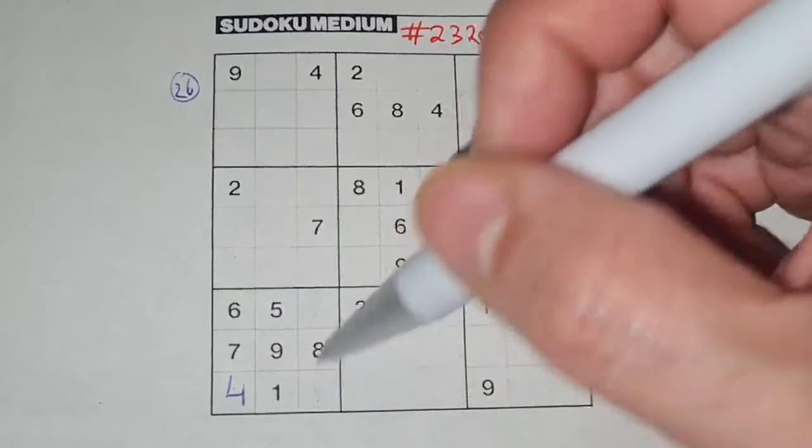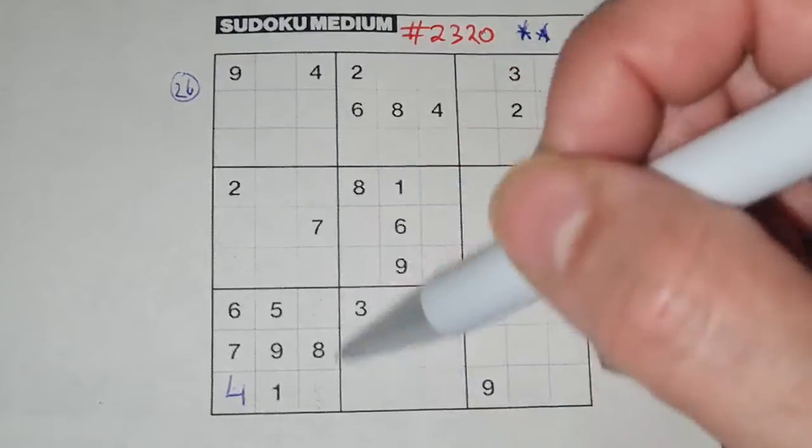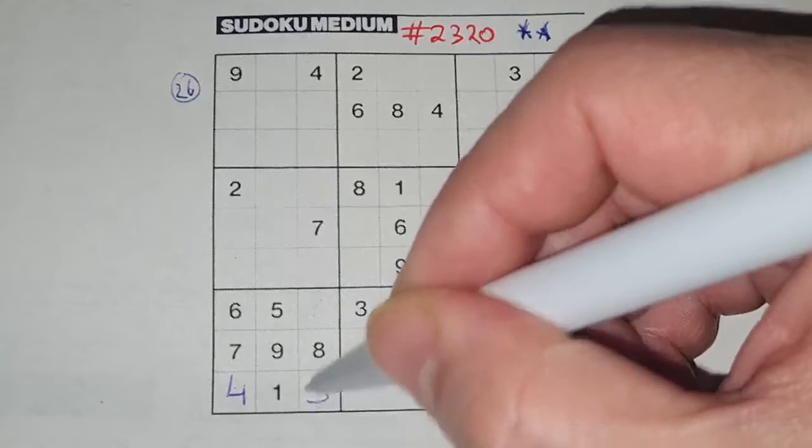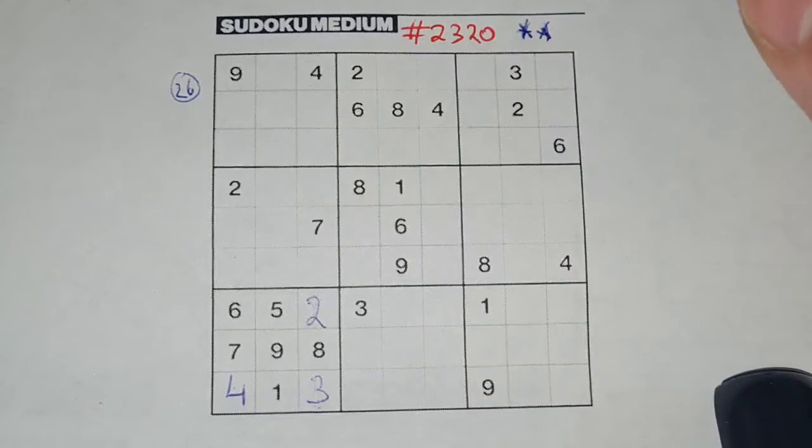2 missing numbers in this big square. For the numbers 3 and 2, we see here 3, no 3 there. 3 should be here, and 2 goes there. Alright.